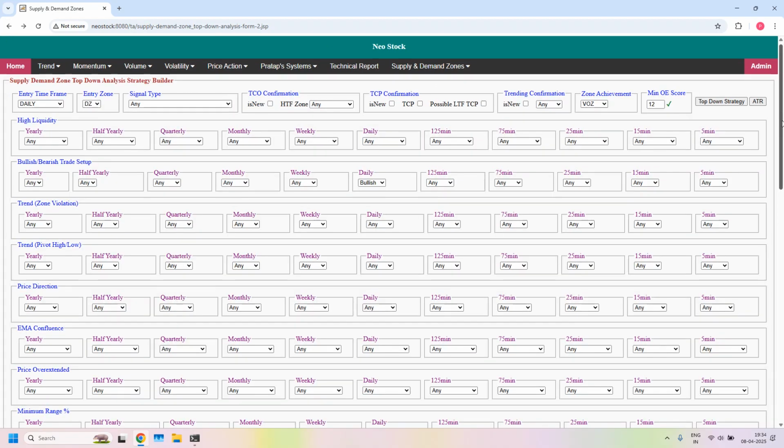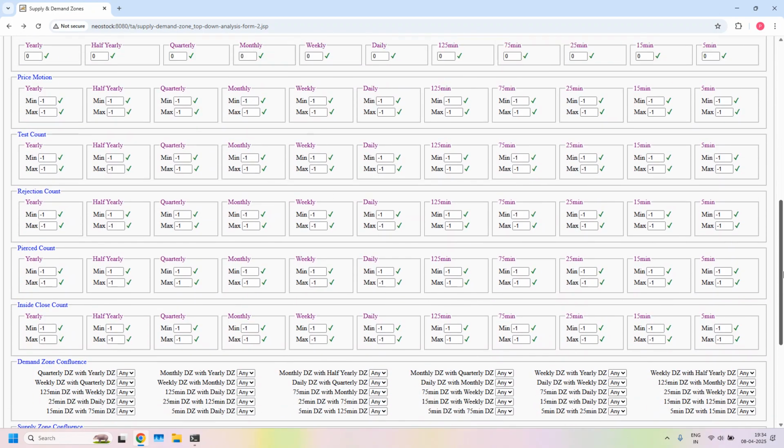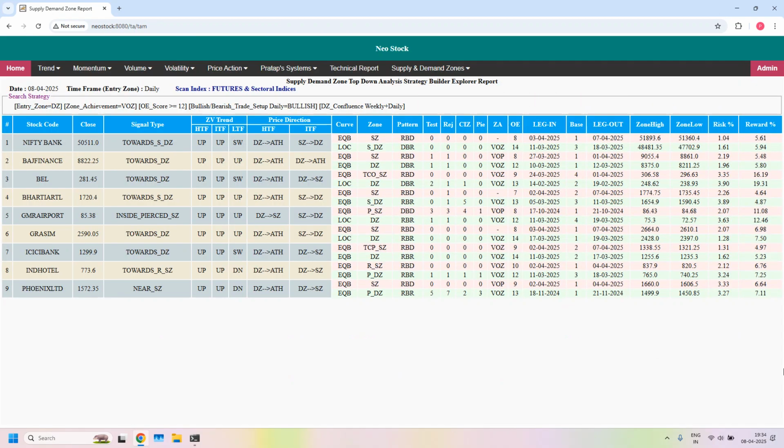First filter is LTF and ITF demand zone confluence. That is a daily demand zone with weekly demand zone confluence supported stocks. Out of 10, we got 9 stocks. We can further filter this list based on the weekly demand zone having weekly EMA confluence, because the daily demand zone is overlapped with weekly demand zone.